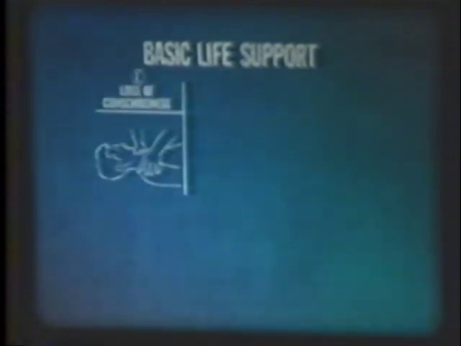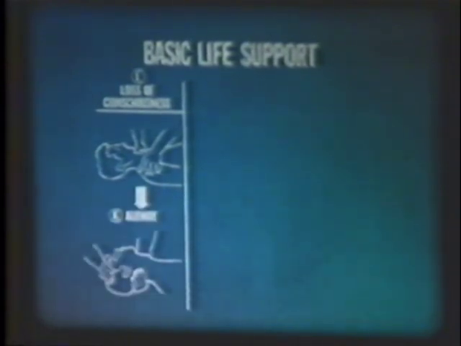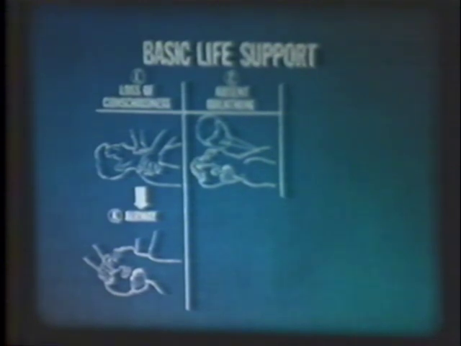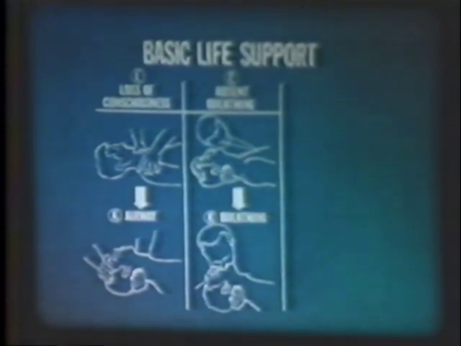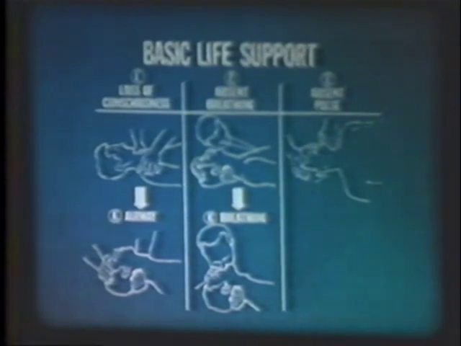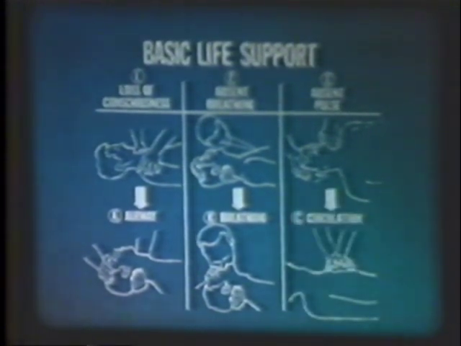In resuscitation emergencies, the first consideration is to check for loss of consciousness. If unconscious, A, open the airway. Look, listen, and feel for breathing. If breathing is absent, begin B, breathing for the victim. If spontaneous breathing does not resume, check for the carotid pulse. If the pulse is absent, begin C, artificial circulation for the victim.